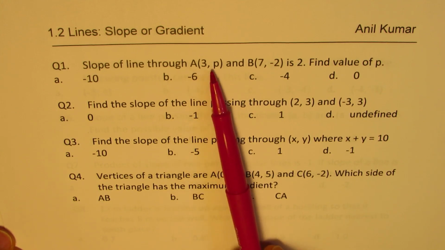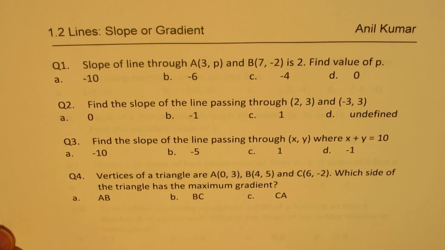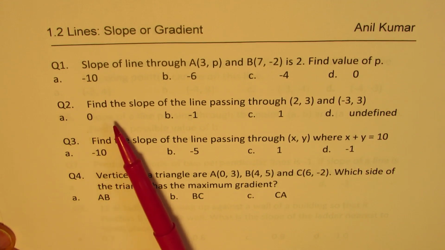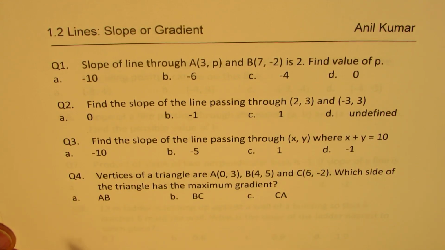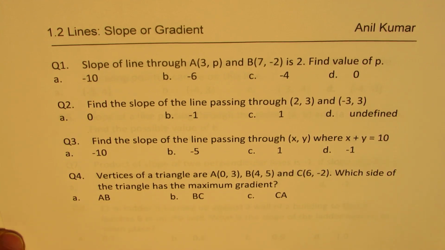So you'll notice 3P we are given. We need to find the value of P. Question number 2. Find the slope of the line passing through these 2 points. That's a straightforward question. Question number 3 is find the slope of a line passing through X, Y where X plus Y equals 10. So that's kind of tricky. Question number 4 is vertices of a triangle are 0, 3, 4, 5, 6, minus 2. Which side of the triangle has the maximum gradient or maximum slope?